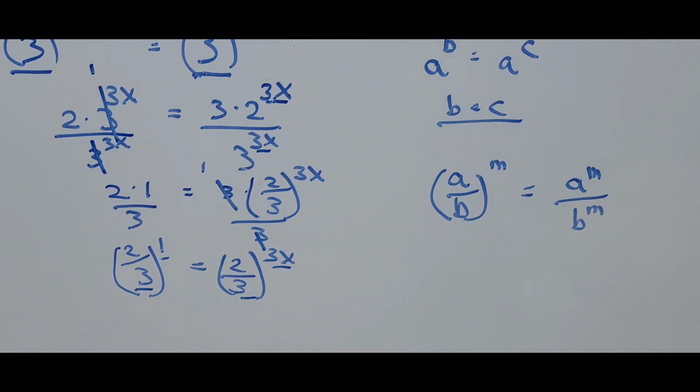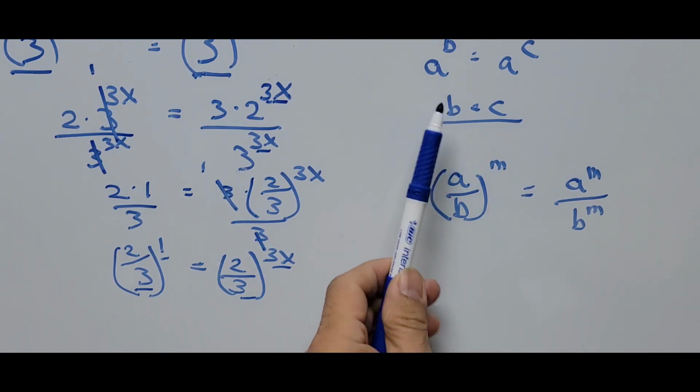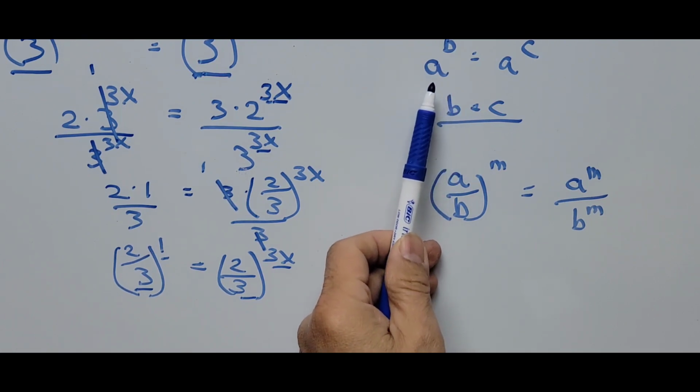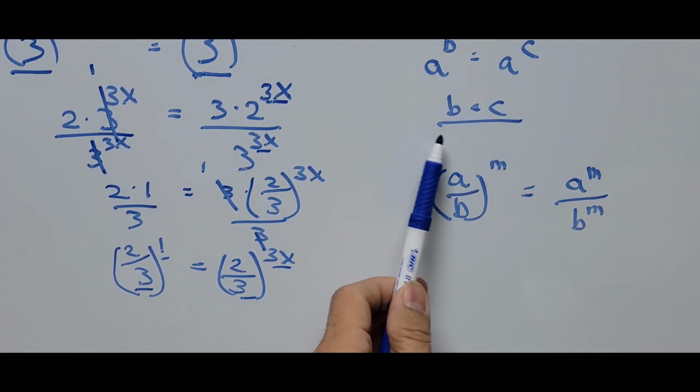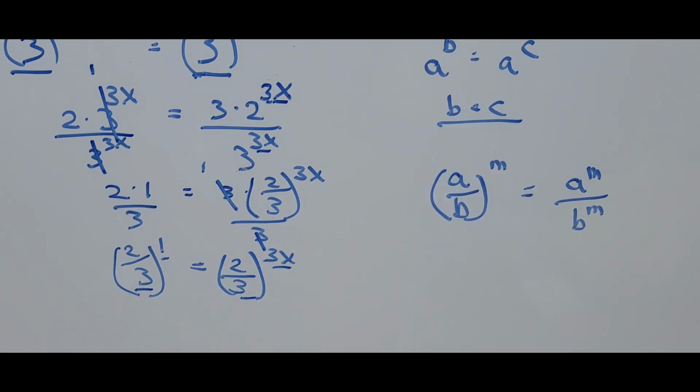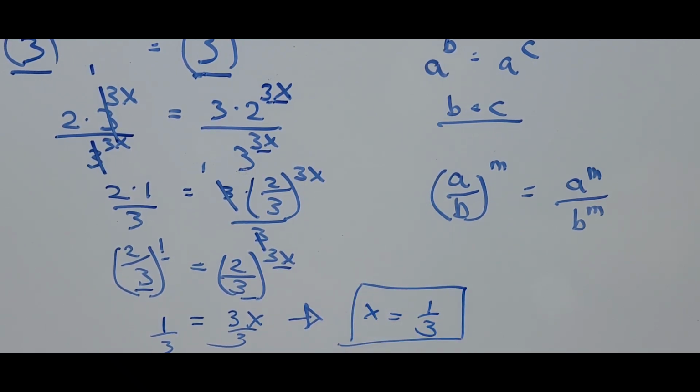From the earlier formula, the same way we're applying this one right here: a to the power of b equals a to the power of c, therefore b is equal to c. So in here, the exponent 1 is equal to the exponent on the right side, that's 3x. Simplifying that to get the value of x, we divide both sides by 3. So x therefore is equal to 1/3. That is our answer.